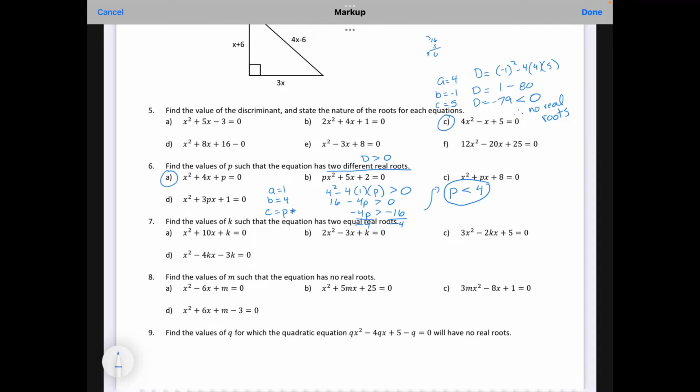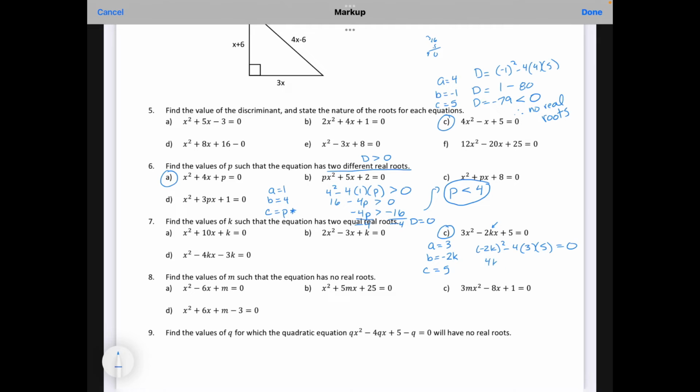I'm going to do an example for k. Let's try this one. Here my k is just in a different spot. So my approach is still the same. I'm going to identify my values. B happens to be minus 2k. C is 5. And I'm going to start off by setting up the discriminant. So b squared minus 4 times A times C. And I'm looking for 2 equal real roots. That tells me that D has to be equal to 0.